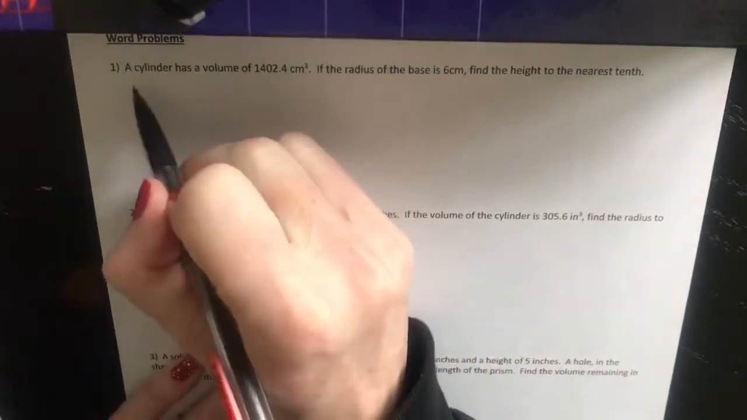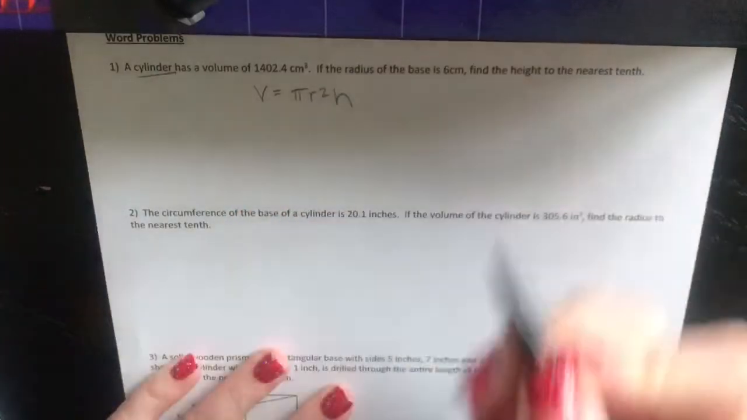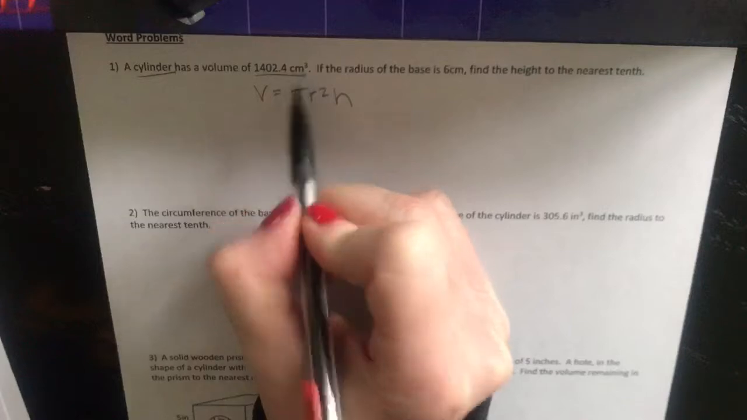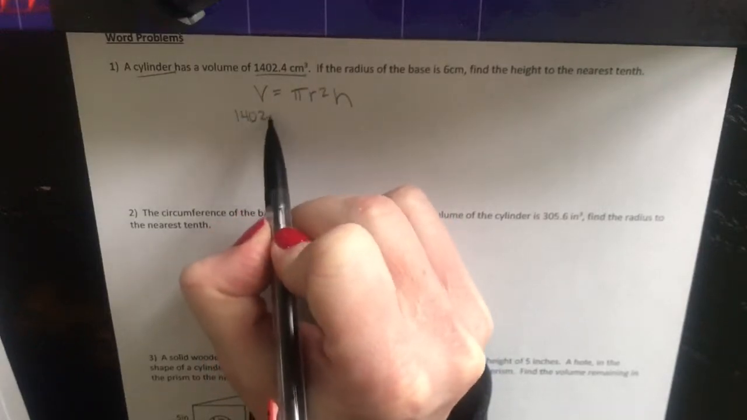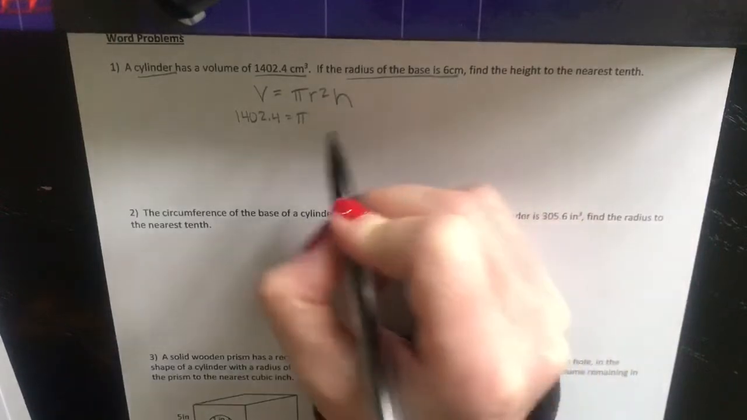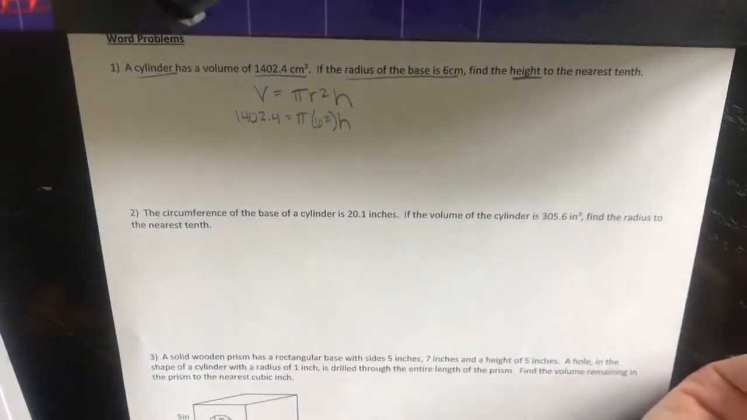Okay, so I see the word cylinder. I go to my reference sheet. I pull out the formula for cylinder, which is pi r squared h. I fill in everything that I know. This is the volume, 1,402.4. The radius is 6, so I fill in a 6. I don't know the height. That's what I'm looking for.